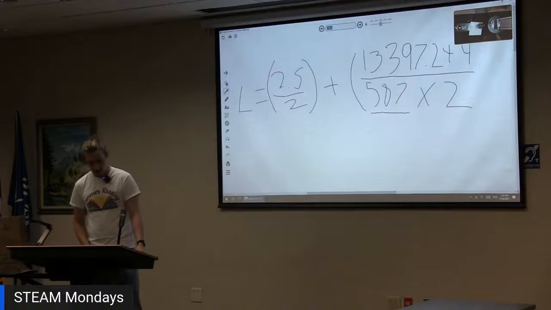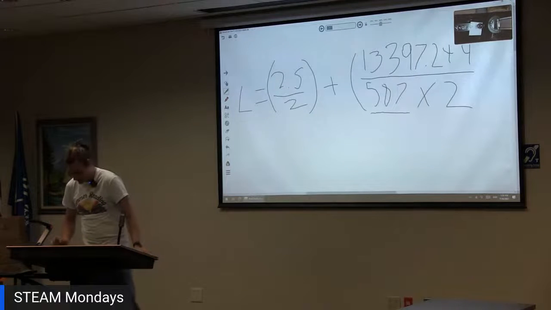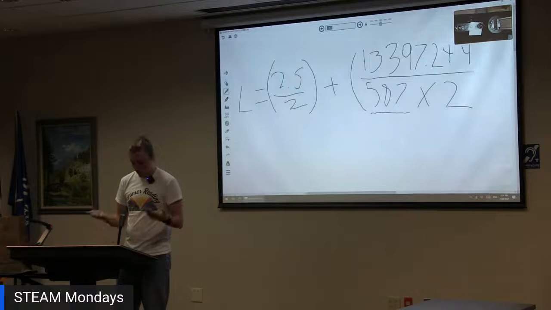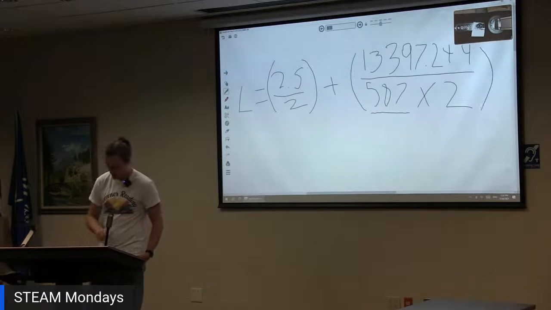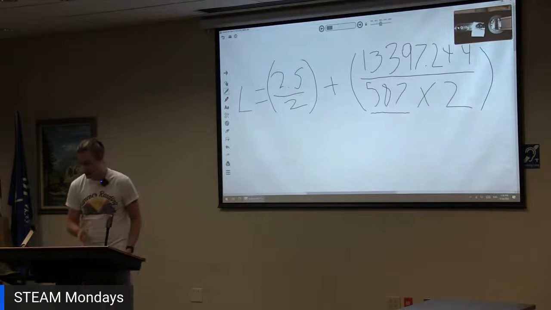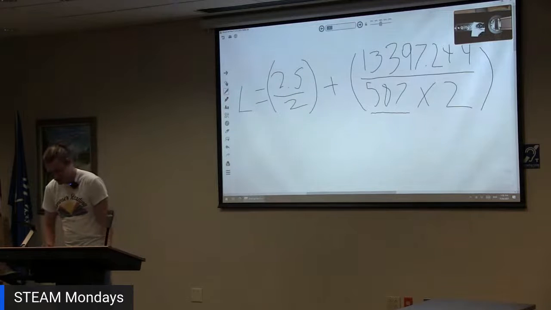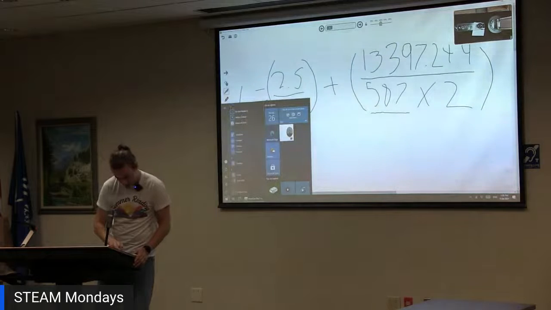And this thing is messing with me. So I'm going to put all that in the calculator. So we have in parentheses here 2.5 divided by 2. All right? And plus in parentheses 13,397.244 divided by 587 times 2. So let's put that here. I'll pull up a calculator on here so we can all look.